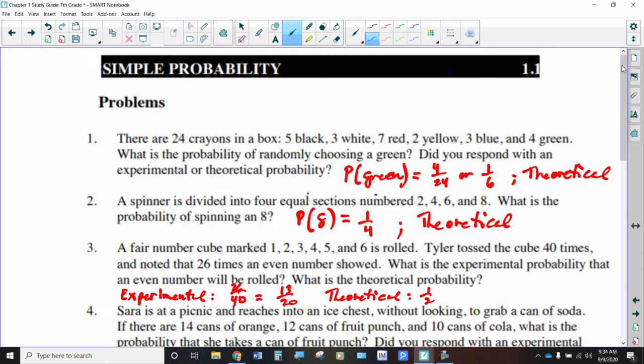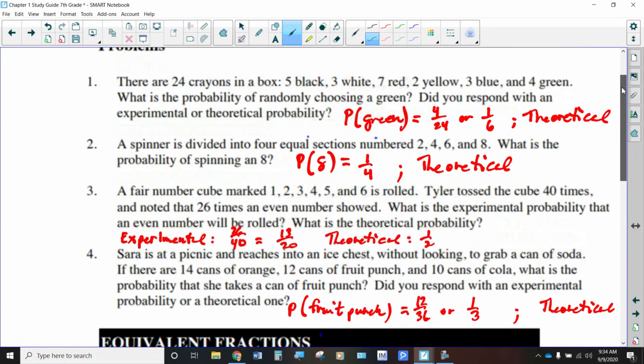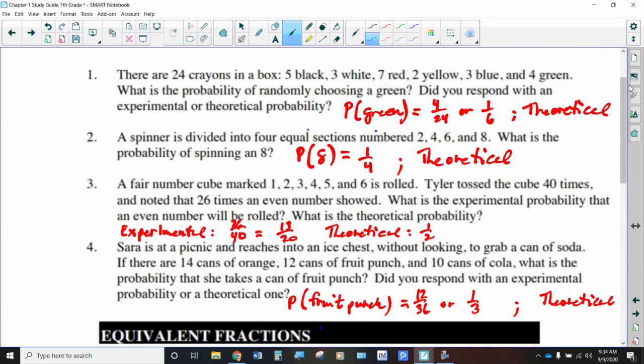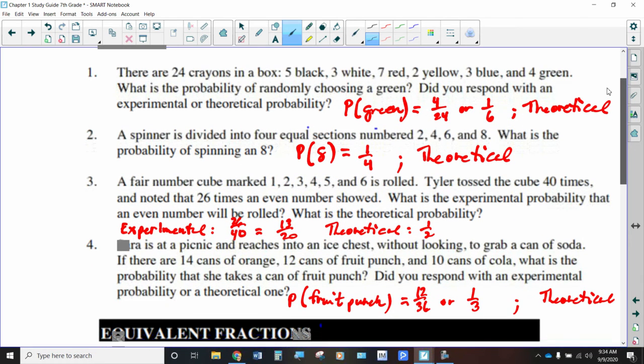All right, now for probability. And I think what I'm going to do here is I'm just going to give you the basics. Whether or not these are experimental or theoretical probability comes down to whether or not it is mathematical or whether or not we are keeping tabs on an experiment. Okay, so for this first one, you got 24 crayons, and looks like 4 of them are green. So the probability of choosing a green is 4 out of 24, which is 1/6 probability. That's theoretical because it's based on the actual numbers.